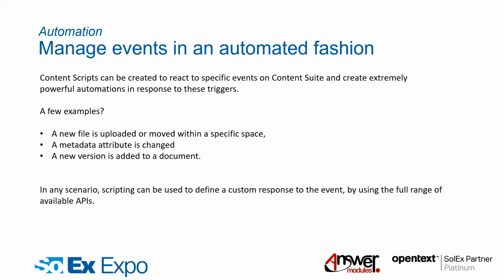Now, automations can also become reactive, meaning that they occur in response to a specific event or trigger. Some of these events or triggers could be a file being uploaded, a change in the metadata, or a new version of a document being added. With the extensive APIs, you can define custom automations for pretty much any event or scenario. These automations happen in the background and greatly facilitate the line of business and their interaction with Content Suite and the system in general.